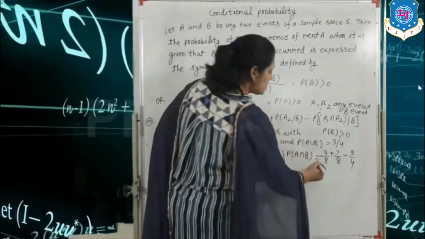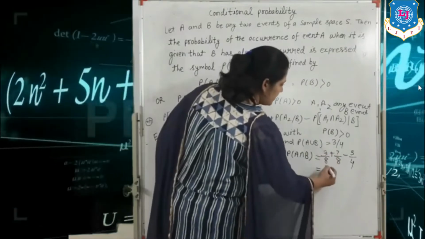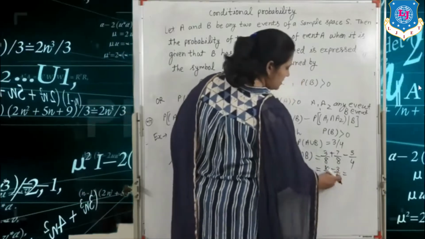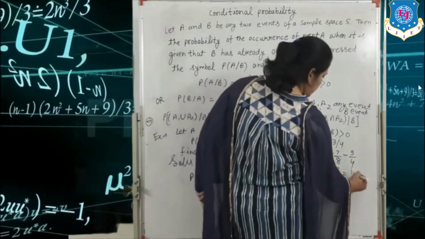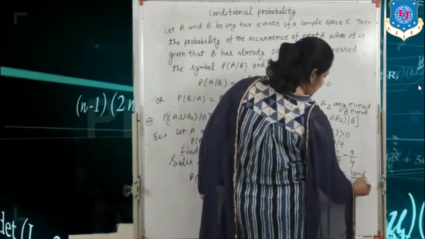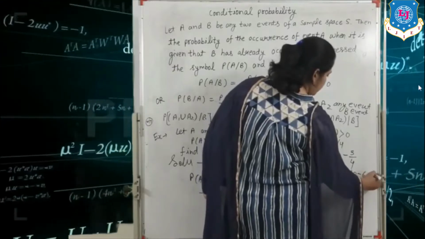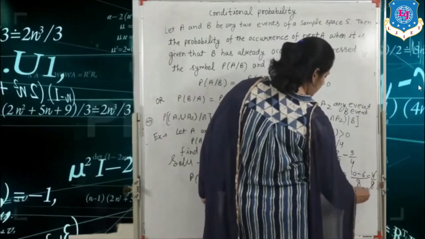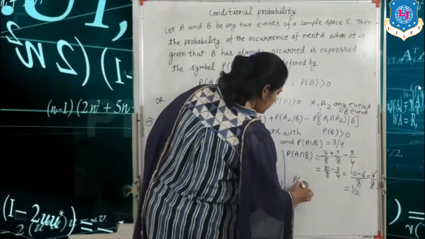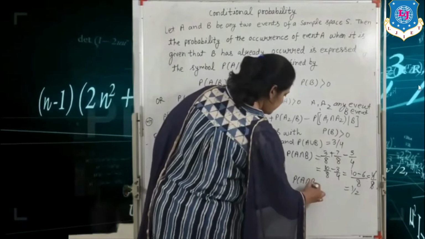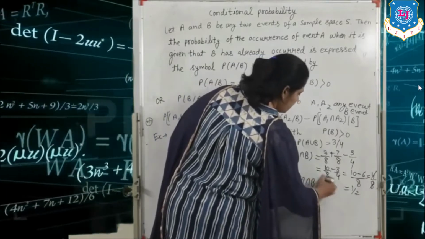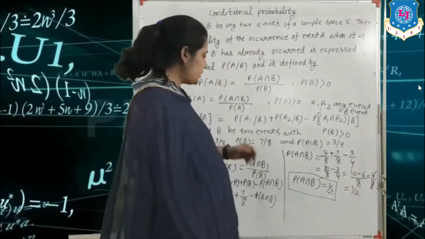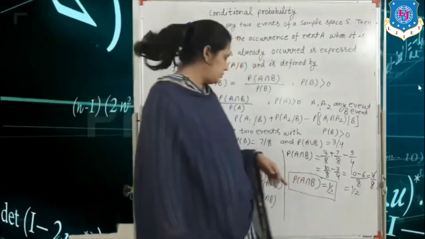Okay, so solve this. 7 plus 3 is 10 by 8 minus 3 by 4. That means 4 to the 8, so 10 minus 6 divided by 8, that means 4 by 8, that means 1 by 2. So the probability of A intersection B is equal to 1 by 2.